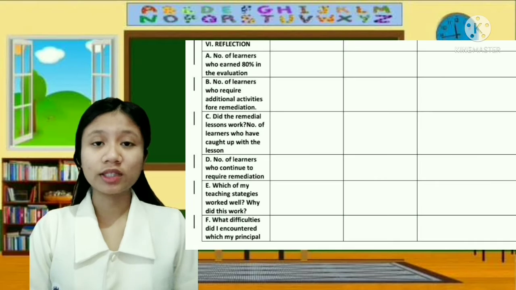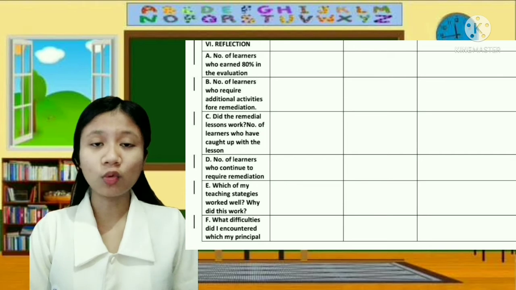And next is reflection. This part of the DLL requires teacher to reflect on and assess their effectiveness. In this part of DLL, the teacher should make notes on the number of learners who earn 80% in the evaluation, the number of learners who require additional activities for remediation, and those who continue to require remediation, the effectiveness of the remedial lesson, the teaching strategies or method that work well, and why, and the difficulties teacher encounter that their principal or supervisor can help solve.